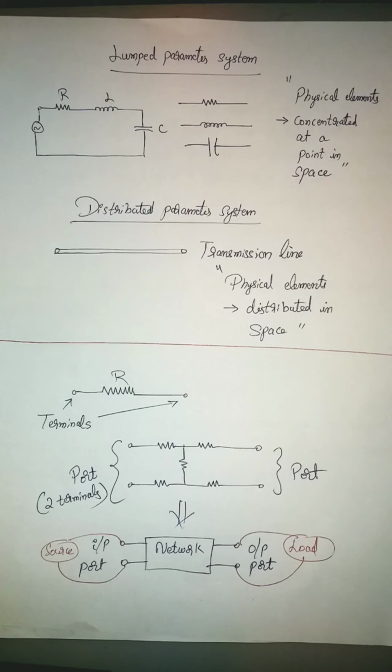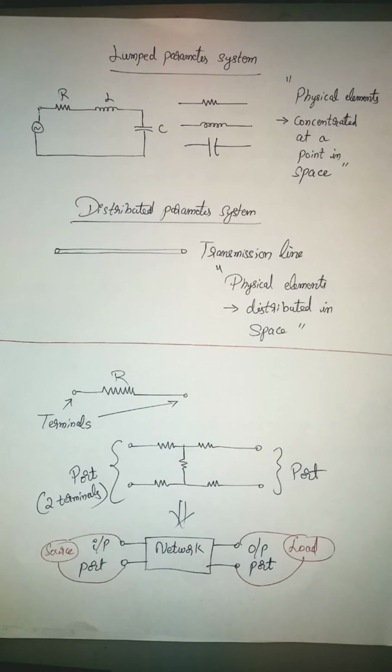Can you ever say that the first 3 kilometers contains resistance, next 3 kilometers contains inductance, and the next 4 kilometers contains capacitance? No, it is not so. R, L and C are equally distributed along the entire length of the line of 10 kilometers. You cannot make the statement saying first few kilometers resistance, next few kilometers inductance, and the last few kilometers capacitance. It is distributed along the length of the line. So this is what you mean by distributed parameter system.